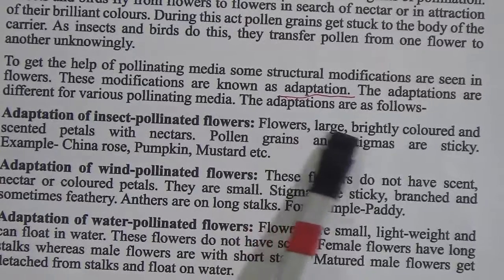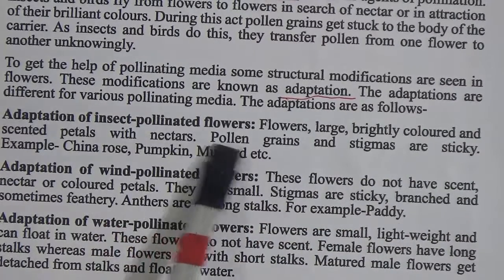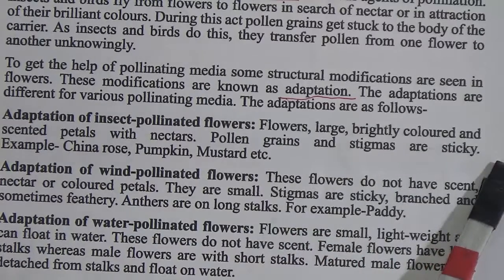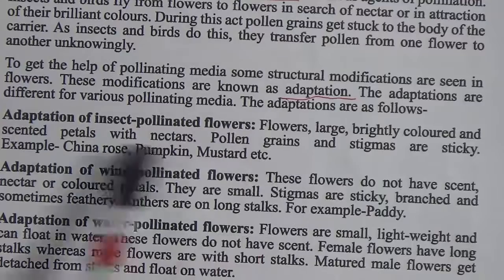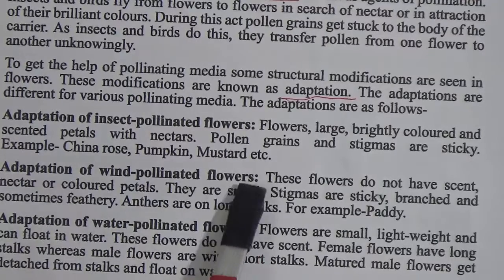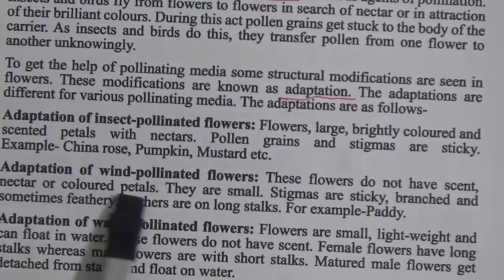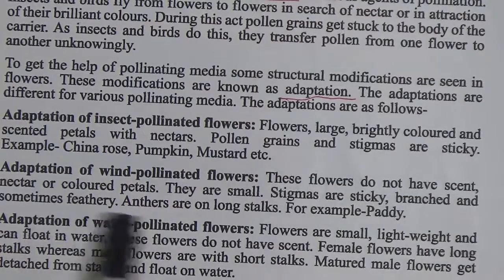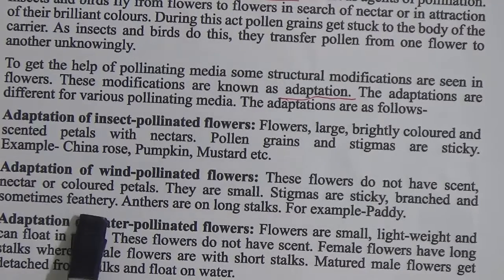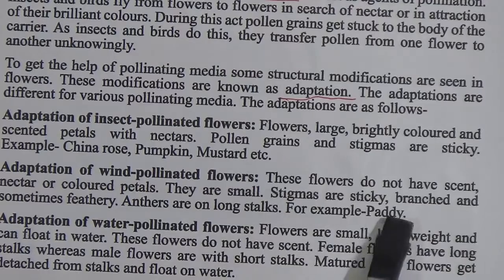First one, adaptation of insect pollinated flowers. Flowers are large, with brightly colored and scented petals, with nectar, and the pollen grains and stigmas are sticky. Examples: China rose, that means hibiscus, pumpkin, mustard. Now come to the adaptation of wind pollinated flowers. These flowers do not have scent, nectar or colored petals. They are small, and the stigmas are sticky, branched and sometimes feathery. That's why they can fly away with the help of air, and there are long stalks, for example paddy.